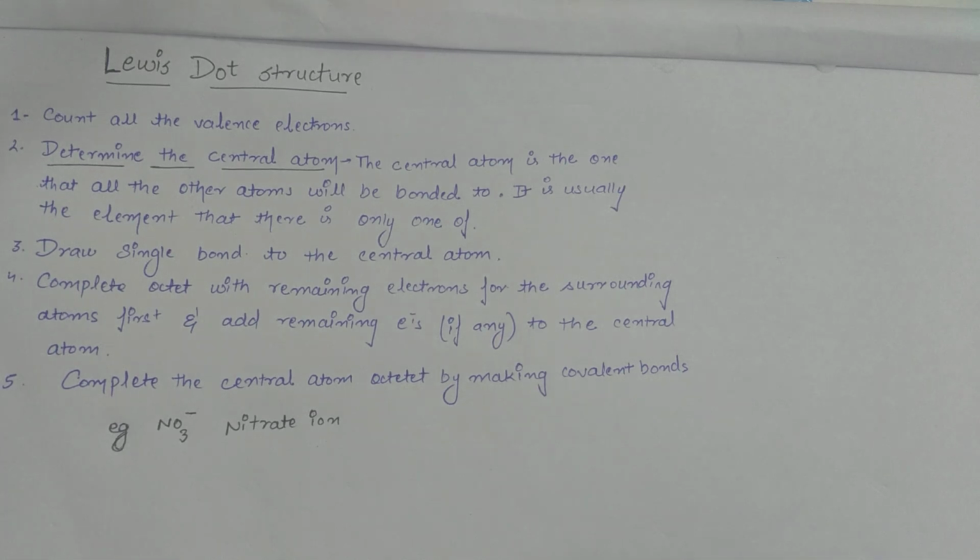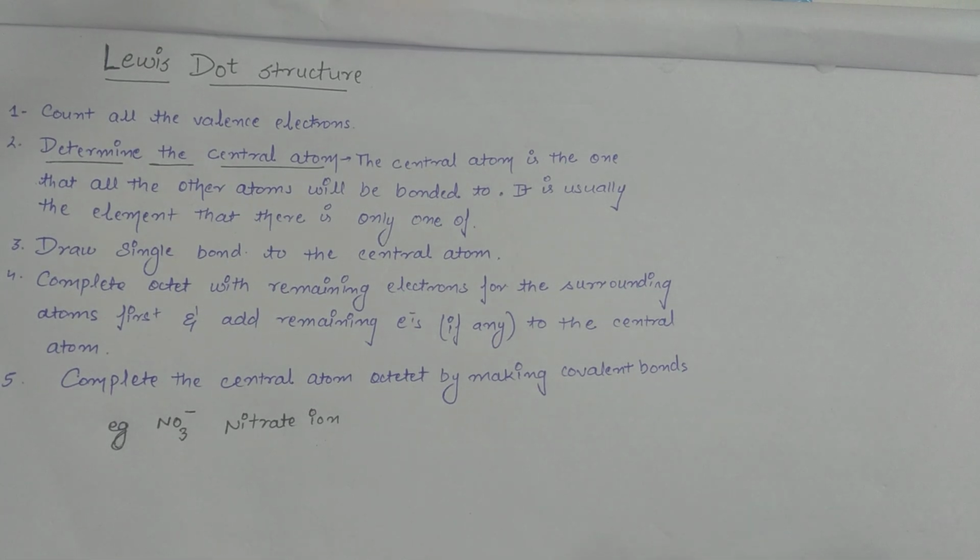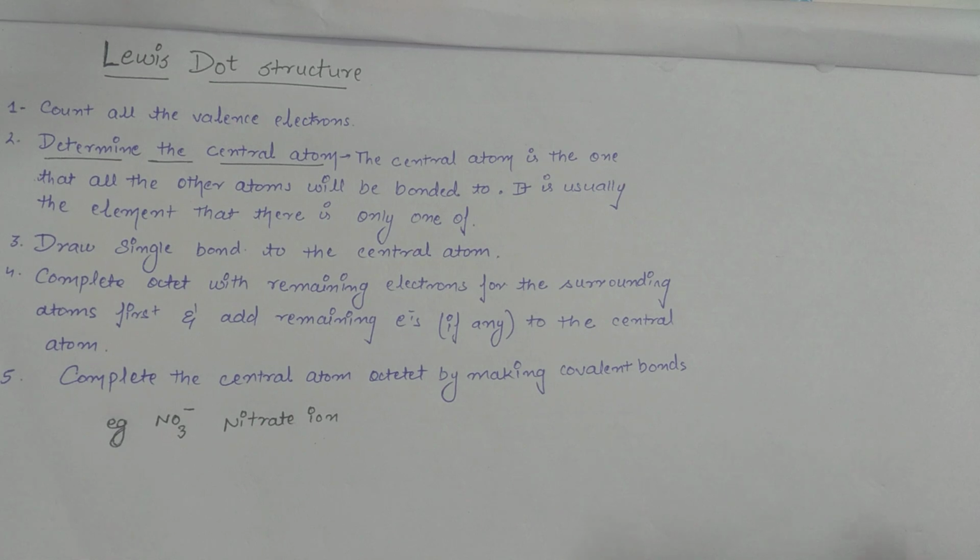The central atom is the one that all the other atoms will be bonded to, and it is usually the element that there is only one of. It can also be considered that the atom with the least electronegativity will be the central atom. After that, you have to draw the single bond to the central atom.